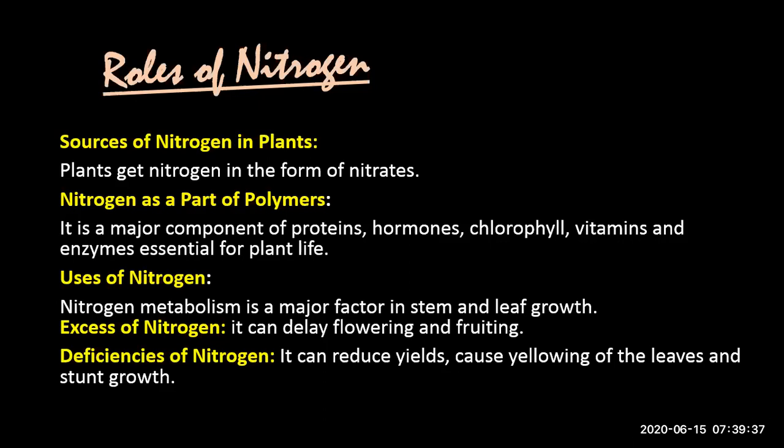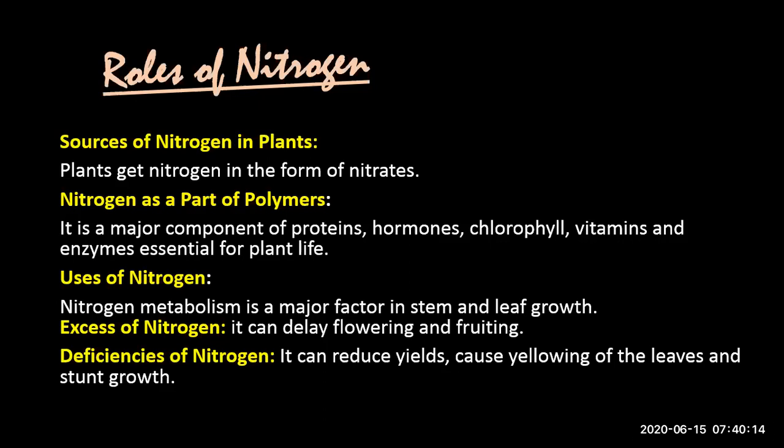But excess of nitrogen is not good for plants. The excess of nitrogen is delaying flowering process and fruiting process. What do you mean by delaying flowering and fruiting process? Means they are making it late for the plants to bear flowers and fruits. Plants have a time to bear flowers and fruits. So this extra nitrogen can delay the process of this flowering and fruiting, which is not good for plants.